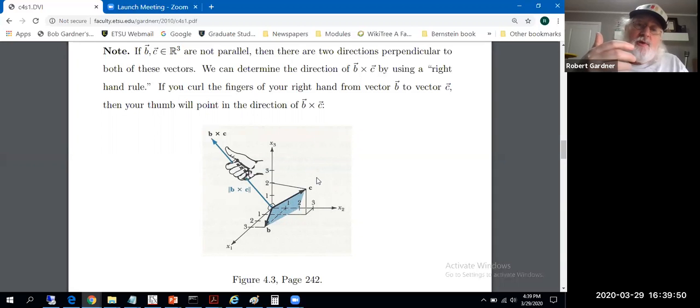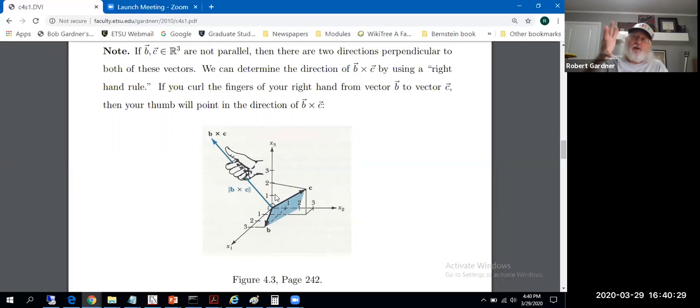So what we're going to do, as you see in the image, is take the fingers of your right hand. We're taking B cross C. Curl the fingers of your right hand from vector B around to vector C. The direction of your thumb then will determine the direction of B cross C. So you curl the fingers of your right hand from B to C, and your thumb points up. That's the direction of B cross C.